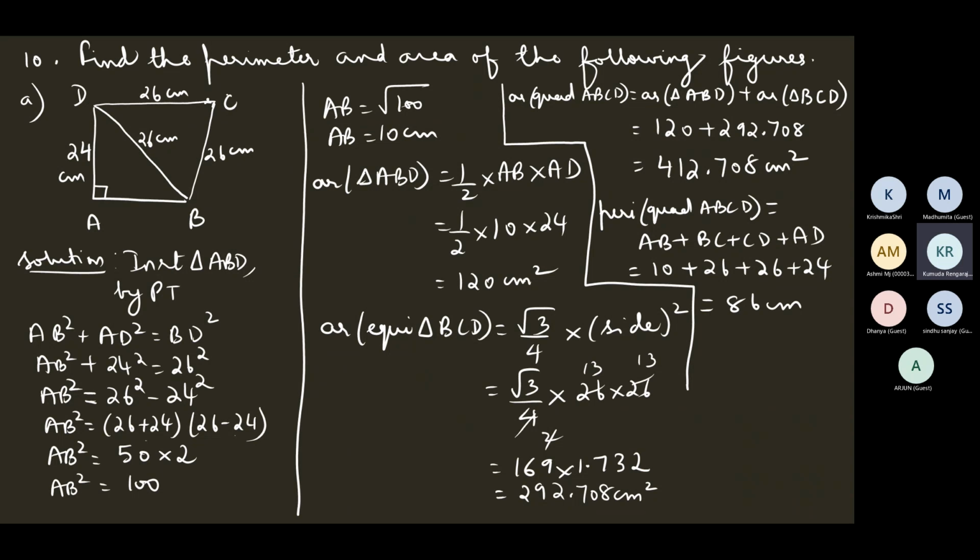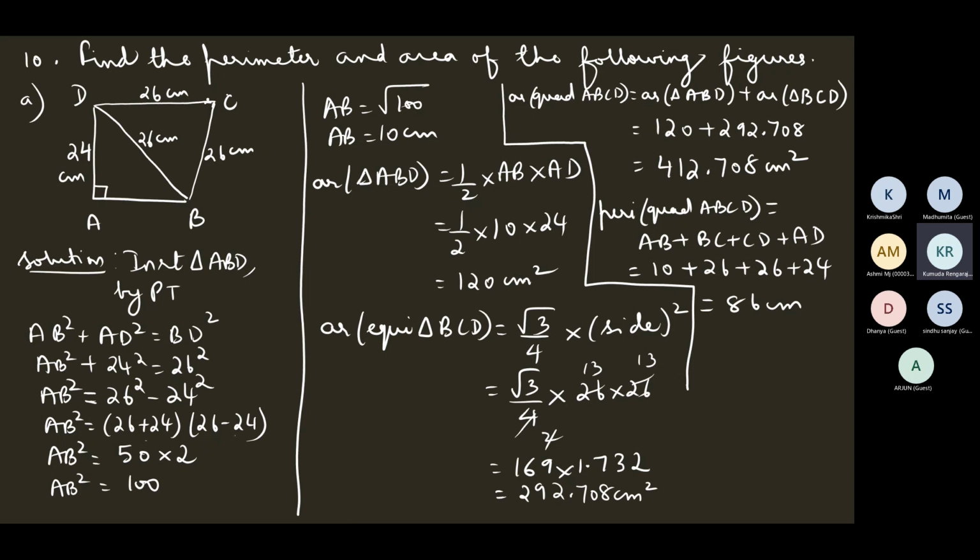And then to find the area of the triangle BCD, it's very clear it's an equilateral triangle because all three sides measure 26 centimeters. So even if you use Heron's formula, you will get the same answer. Supposing we don't realize it's an equilateral triangle and we find the area using Heron's formula, you will get exactly the same answer. But we are not using Heron's formula because you can save time using the formula √3/4 into side square, since it's an equilateral triangle.